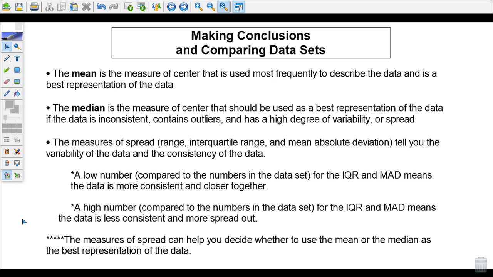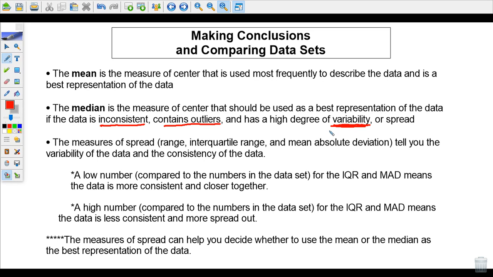However, there are times when the median should be used as the best representation of the data. The median is used as the best representation instead of the mean when the data is inconsistent, when it has outliers, numbers that are really, really larger than all the others or really, really smaller than all the others, has a high degree of variability, so it's really spread out.